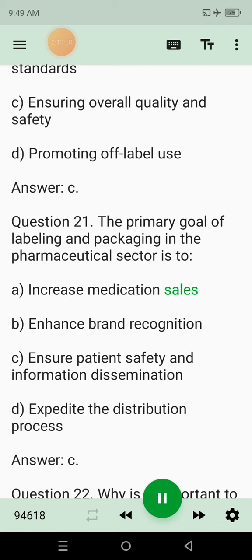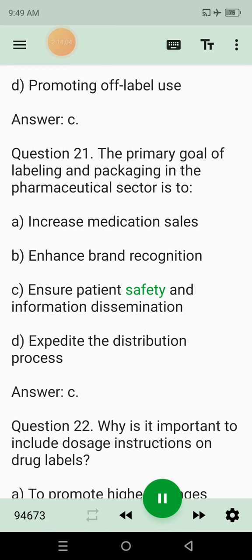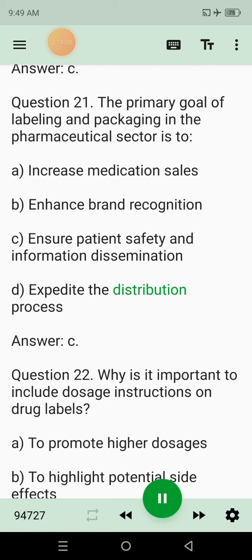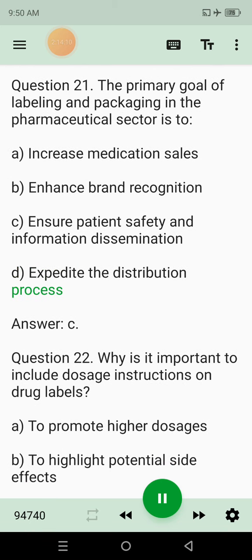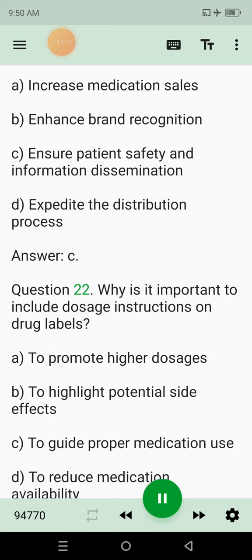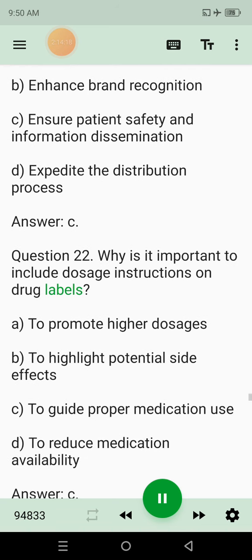Question 21. The primary goal of labeling and packaging in the pharmaceutical sector is to A. Increase medication sales. B. Enhance brand recognition. C. Ensure patient safety and information dissemination. D. Expedite the distribution process. Answer. C.